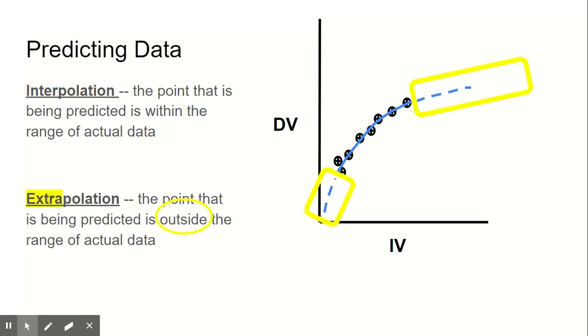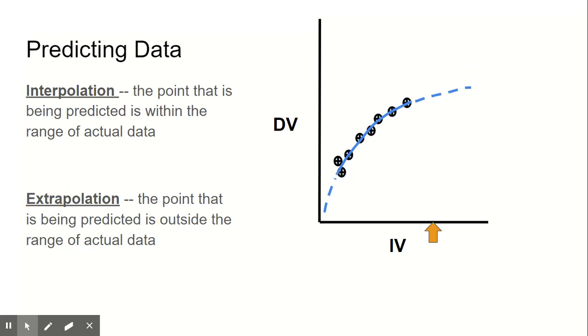When you are predicting a point that is outside of the range of your known data, then you are doing extrapolation. The prefix extra basically means outside. So the yellow regions shown here, those are areas where we would be extrapolating data.